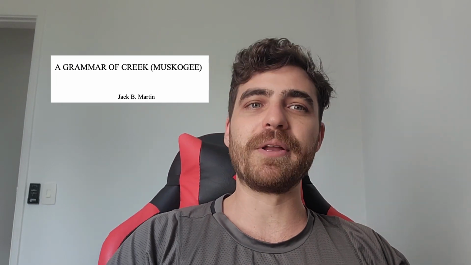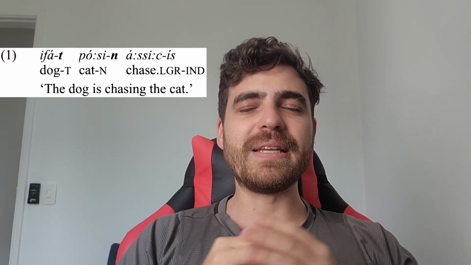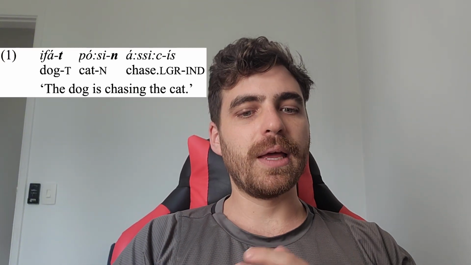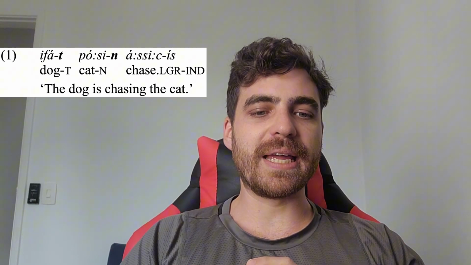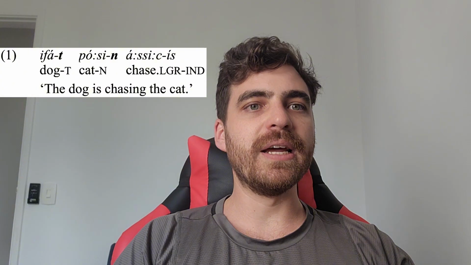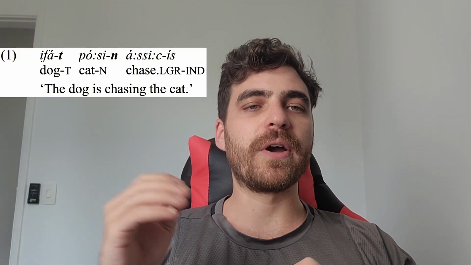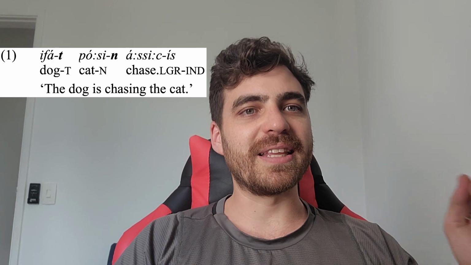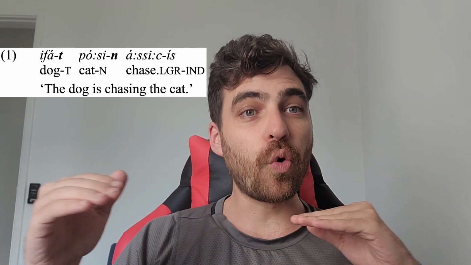Now, this might be hard to see, so I'm going to give you some glosses here from a very good grammar by Jack Martin of Muscogee. I recommend you read it if you're more interested after this video. Ifa means dog in Muscogee. Bozi means cat. The way we would say the dog chases the cat would be Ifa bozi əsː'idʒɪdə. That means the dog is chasing the cat. It's obvious because of the order.